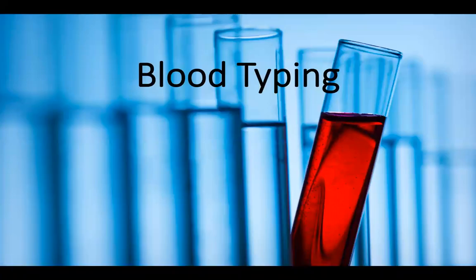Hi, everybody. Today's focus is going to be on blood typing. So we're going to learn how you identify somebody's blood type by looking at the antigens that are present on the surface of the blood, and also how you identify someone's blood type when you have no information about that person's blood type or antigens that are found on the surface of the red blood cells. So let's go ahead and get started.